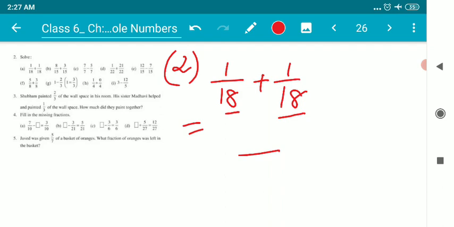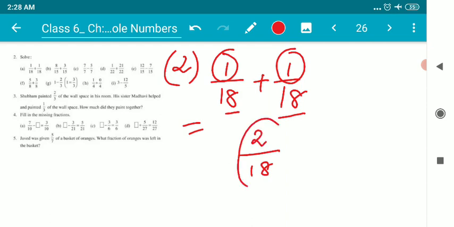So I'll just write 8 as the denominator. 1 plus 1 will be added. It will be 2 by 8. That's all. You don't have to calculate by drawing the lines, then doing LCM and all. Not required. As the denominators are the same, we can simply add them.